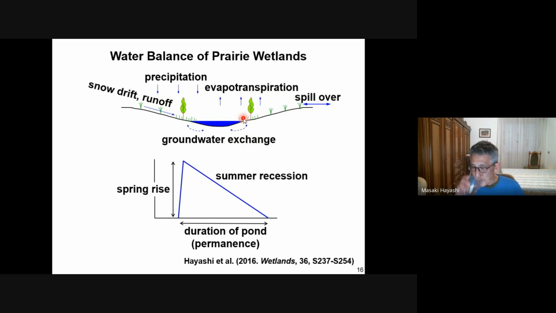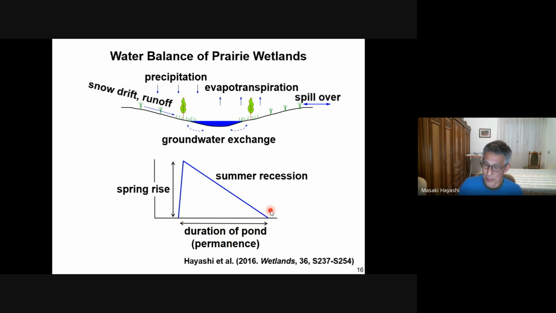After studying this for several years, we figured out that the hydrology of prairie wetlands can be characterized by a triangle. There is a rise of water level in spring with the snowmelt, and there's a gradual recession in summer. The size of the spring rise and the angle of summer recession determine the length of the base of the triangle. This is a time axis, so the base of the triangle indicates the duration of the pond, whether that's 2 months or 5 months or 12 months. Or we call it the permanence of the pond.